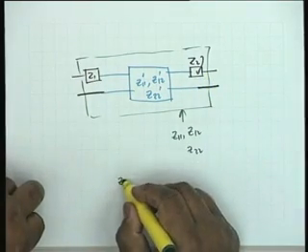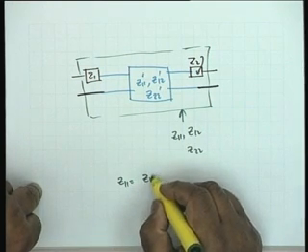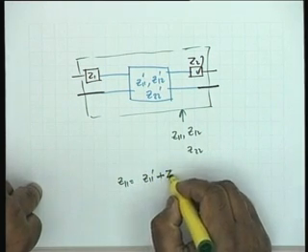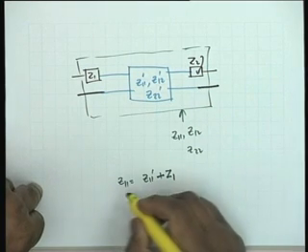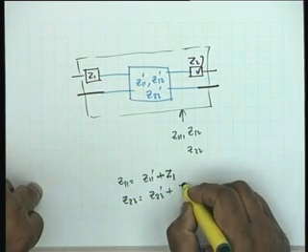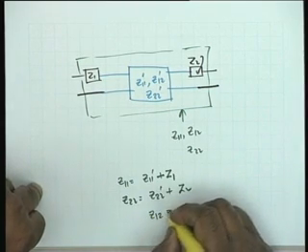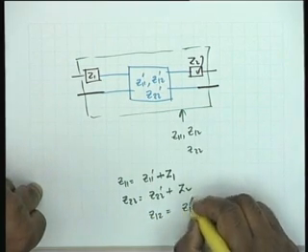Now you notice that z11 is simply equal to z11 prime plus Z1. Agree? Similarly, z22 is z22 prime plus Z2. And what about z12? Same, z12 prime.